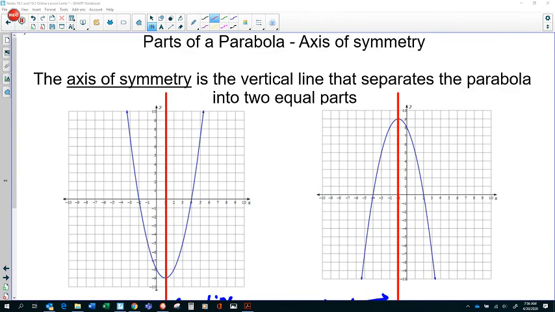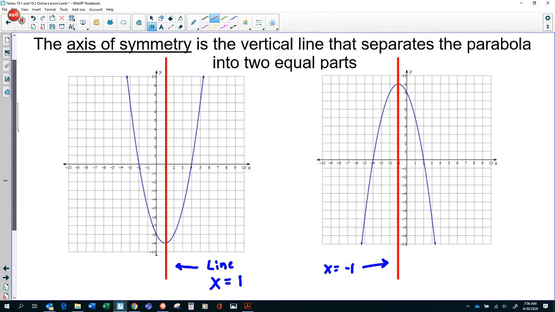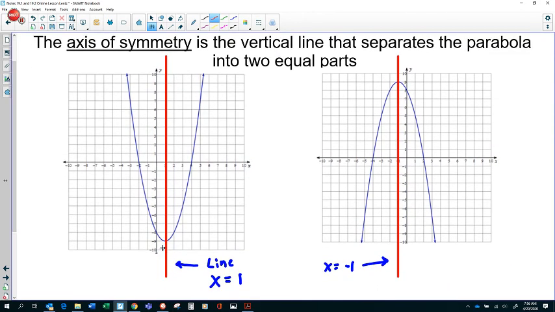Now the x value of the vertex is also the axis of symmetry. It's the line that separates the parabola into two equal parts. If you can see here, this line that is technically x equals 1, a vertical line, separates the parabola into a mirror image, and this line, x equals -1, is the axis of symmetry for the parabola on the right.